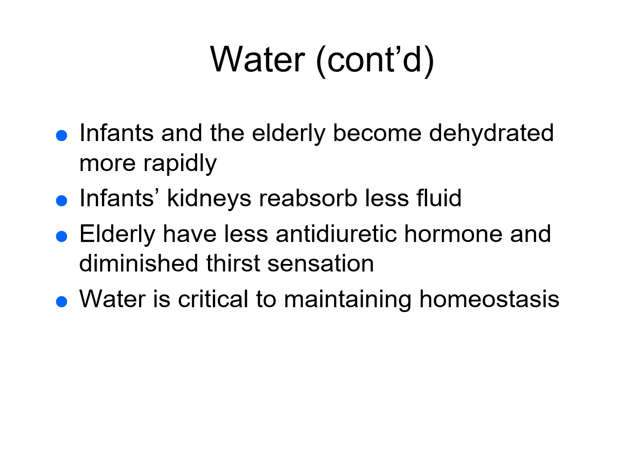So this continues on. I said it already that infants and elderly become more dehydrated more rapidly. Infants' kidneys reabsorb less fluid. So the kidneys of the infants are still developing. They're not there yet. That's why. Elderly have less antidiuretic hormone and diminished thirst sensation. So they have less of the antidiuretic hormone and they have a diminished thirst sensation. So they don't want to drink. They don't have a desire to drink. They'll go, no, I'm not thirsty. No, I don't want anything to drink. Then they're not going to drink enough to stay hydrated.